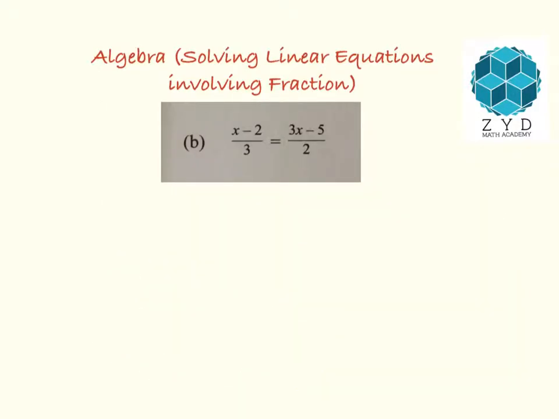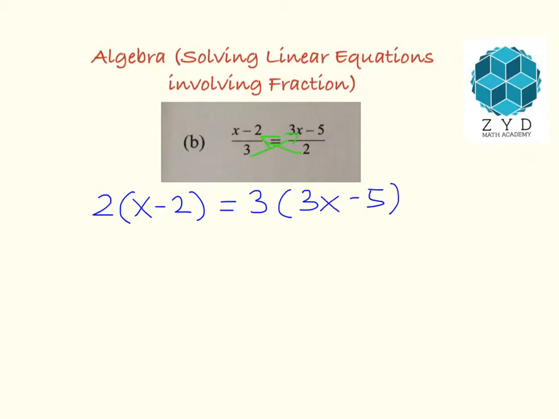Okay, this is another example with fractions, but this time on both sides of the equation we have fractions. So again, we don't want to solve equations with fractions, so what we are going to do is cross multiply. We bring this 2 to the left hand side, we bring this 3 to the right hand side, and not forgetting we must put on the brackets. So this is what we get: 2 brackets x minus 2 equals 3 brackets 3x minus 5.